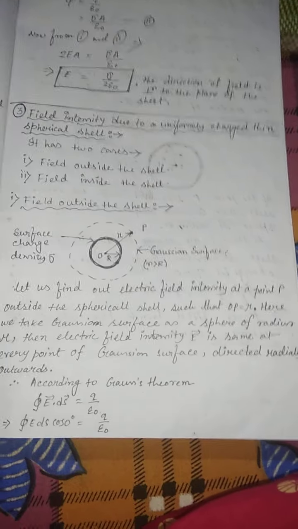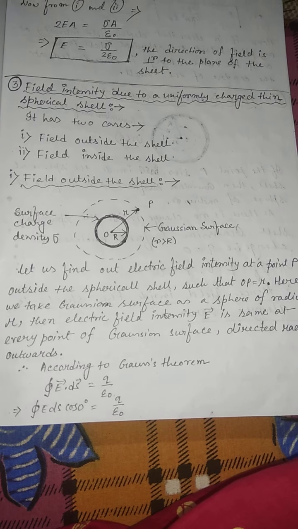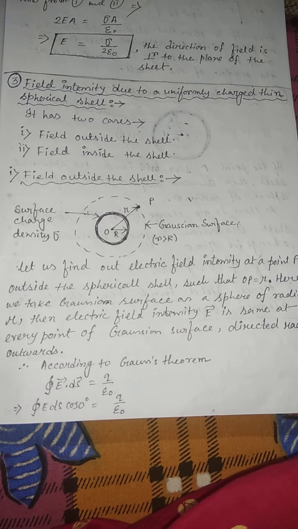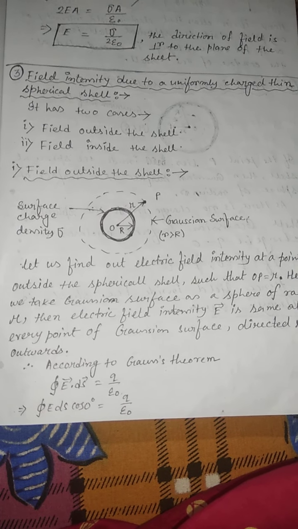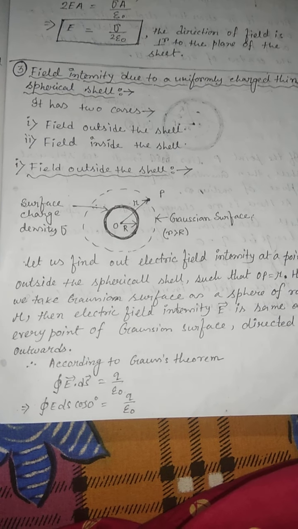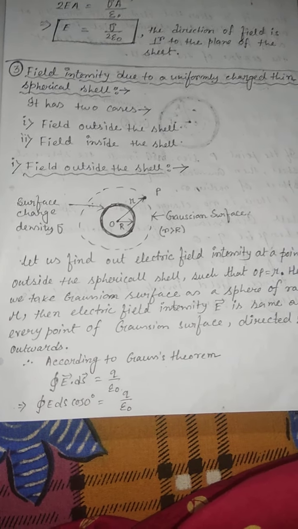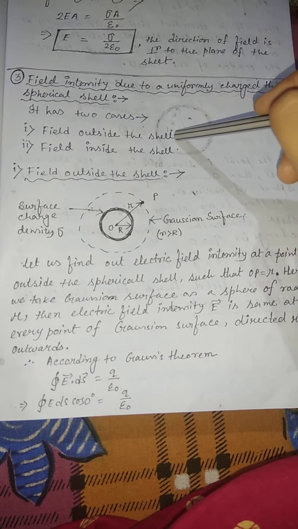So what are the two cases? The field intensity due to a uniformly charged thin spherical shell has two cases. Number one is the field outside the shell, and number two, the field inside the shell. Outside the shell and inside the shell. So first we discuss the field outside the shell.